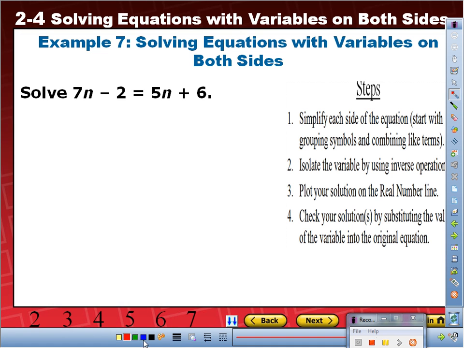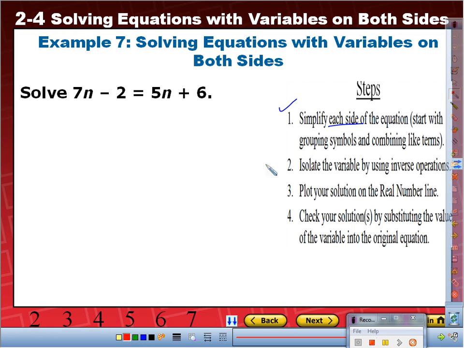It says, step 1, simplify each side. Can I combine like terms or anything here? No. Can I combine like terms or anything on this side? Do I have any grouping symbols or combine like terms? No. Okay. However, who notices that we have a variable on one side and the same kind of variable on the other side? That means we need to get them together to one side. Is that correct? So check this out.